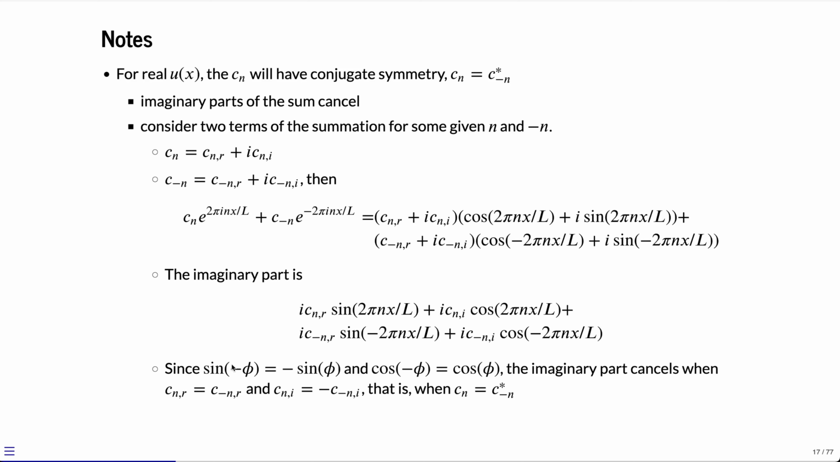And because the sine function is odd and the cosine function is even, the imaginary parts will cancel if Cn real is equal to C minus n real. So again, because of this odd behavior, we can replace this minus out here, and then these two terms will cancel if Cn real equals C minus n real. And then similarly, if Cn imaginary equals minus C minus n imaginary. And this is just another way of saying that we have conjugate symmetry.